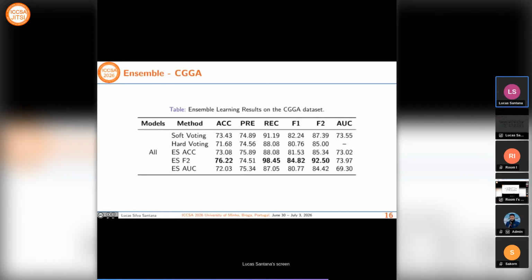So in this table, we show the ensemble results on the CGA dataset using the 9 classifiers. As before, we compare the traditional hard vote and soft vote methods with our PSO-based ensemble. And in this dataset, the ensemble optimized for F2 achieved the best overall result, getting the highest accuracy, recall, F1 score, and F2 score. In particular, it reached a recall of 98%. So this is very important for glioma grading because it greatly reduced the number of false negatives. So this result showed that optimizing the ensemble for F2 score can improve recall while keeping a competitive overall performance.